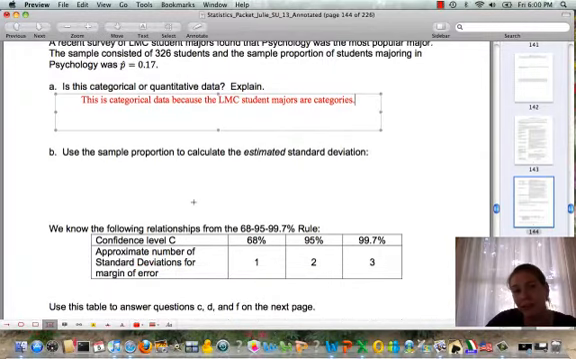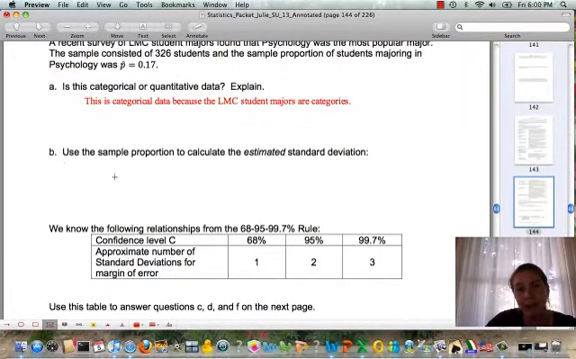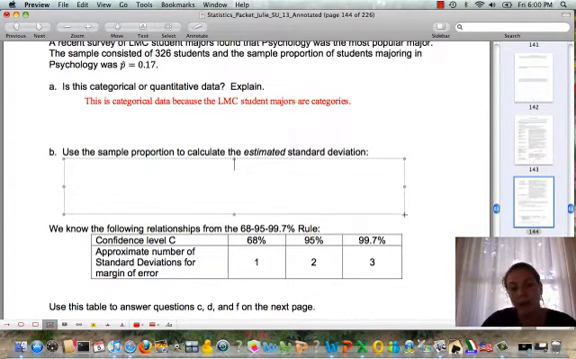Now it's asking us to use the sample proportion to calculate the estimated standard deviation. So this formula is on the front of your activity packet, or on page 143, the front of Module 8 in the activity packet. So we're going to calculate the estimated standard deviation.